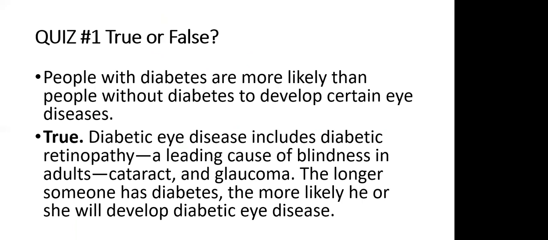Diabetic eye disease includes diabetic retinopathy, a leading cause of blindness in adults. And people with diabetes, like I said, have a higher risk of developing cataracts at a much earlier age. And their risk of developing glaucoma is about 2 times the normal population. And the longer someone has diabetes, the more likely they are to develop these eye diseases. I hope that point is clear. I want you to really take note of that.